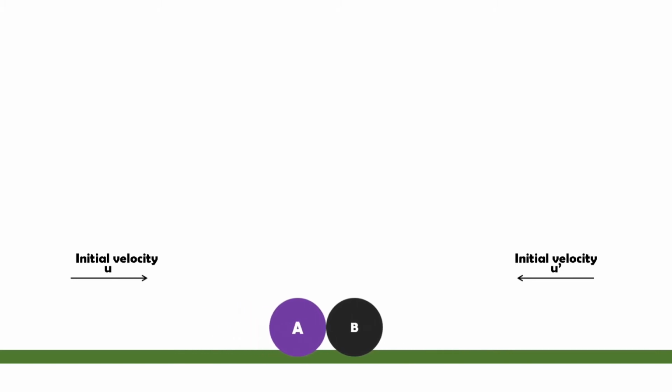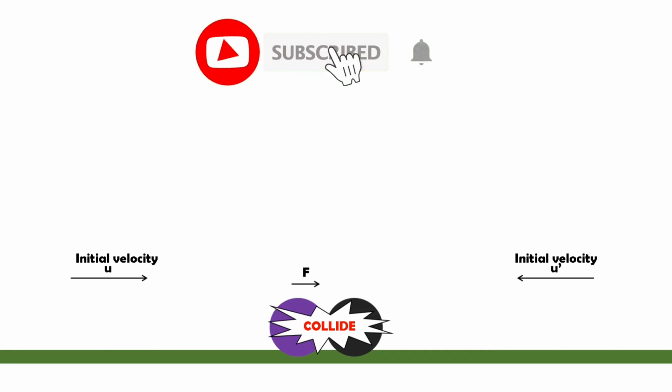Let's consider two balls, ball A and ball B. These are moving with the initial velocities u and u dash respectively. After some time, at a point, they will collide with each other. That is nothing but ball A is applying some force on ball B, and at the same time ball B is applying force on ball A, that is F dash.